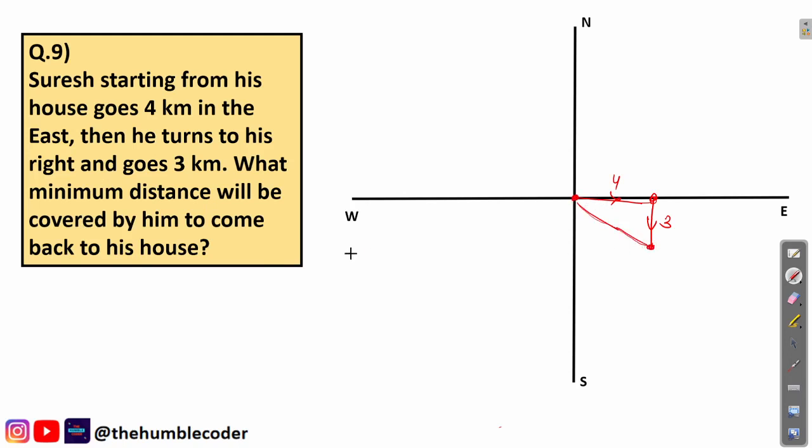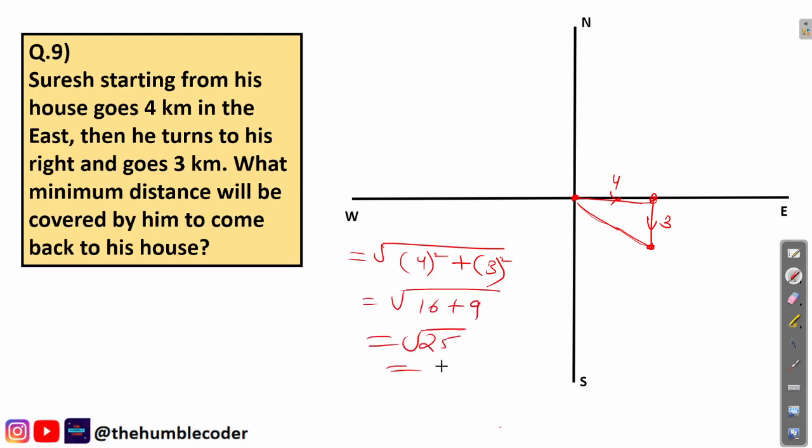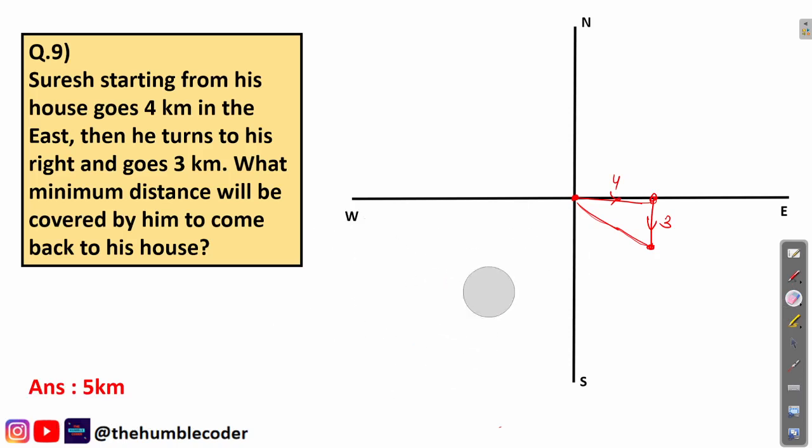So again, simple, the diagram is also very simple, no confusion. 4 square plus 3 square, 16 plus 9 gives us 25, for which the root is going to be 5. So let's check the answer. The answer is 5 kilometers. Moving on to the next question now, which is our ninth.